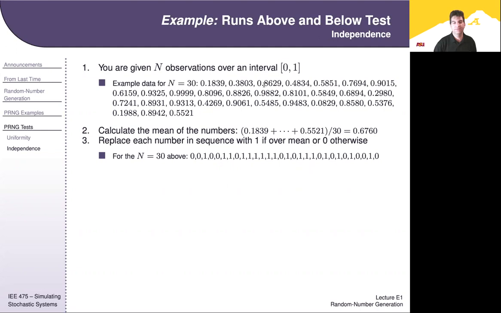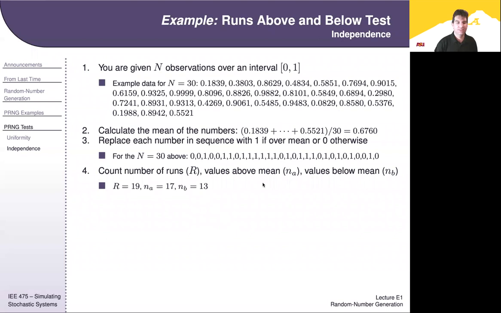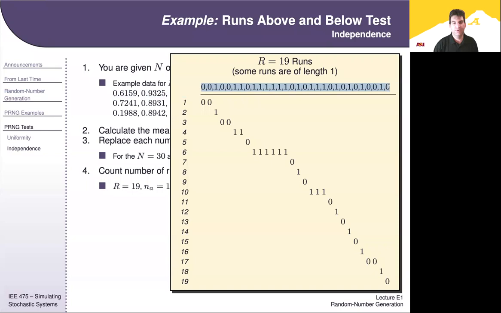Okay, so then we count the number of runs. I'm going to take this string here, and just to make it easier, I'm going to break it up. So I can advance to the next slide. What I've done is I've taken that string of numbers up here, and I've isolated all of the runs. So 00, that's a run. A singleton 1, that's a run. 00, that's a run, and so on. We have all of those, and it's broken up into, it looks like, 19 runs. Those 19 runs are my R, my number of runs.